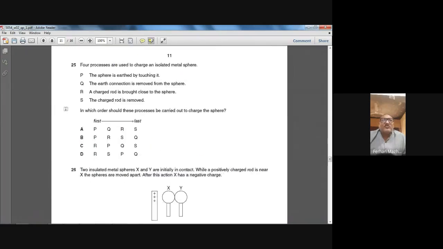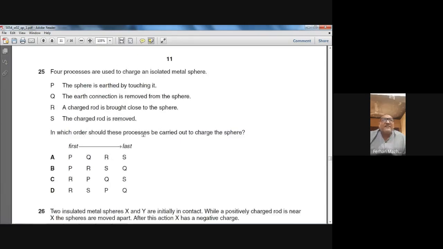Okay, so next question on your screen, question number 25. Four processes are used to charge an isolated metal sphere. P: the sphere is earthed by touching it. Q: the earth connection is removed from the sphere. R: a charged rod is brought close to the sphere. S: the charged rod is removed. You see, very simple. We take an uncharged metal sphere, and we bring a charged body near it, and then the sphere is earthed by touching it.